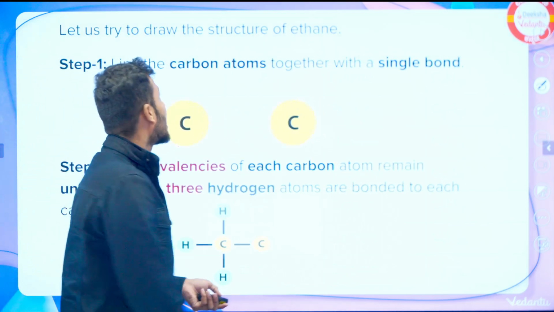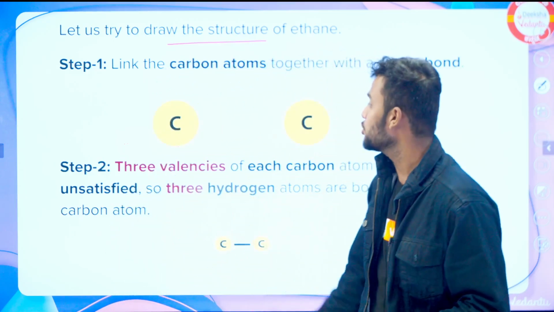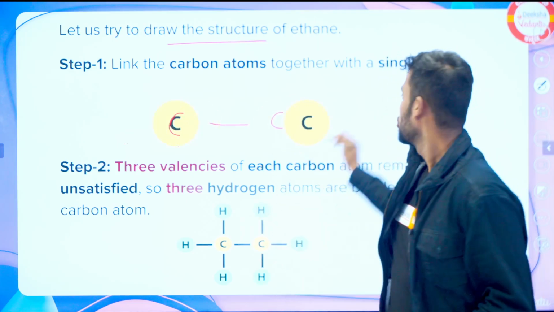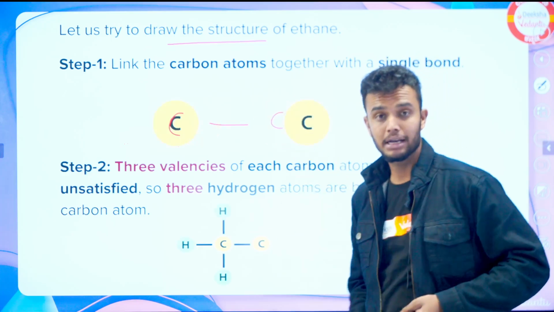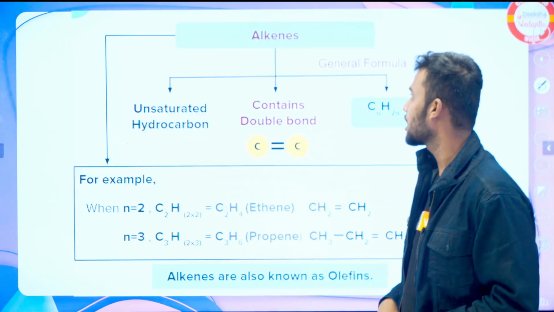Let's move to the electron dot structure. Very important, the dot structure of ethane. First, we need to connect every carbon atom. If they ask about ethane, with 2 carbon atoms, we connect the carbon atoms by a single bond, then fill their valency. Very simple. For example, this is the electron dot structure of ethane.